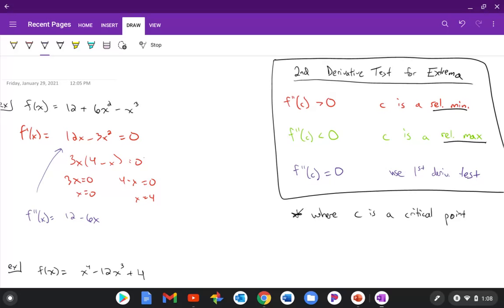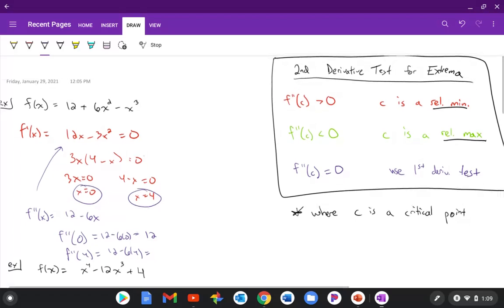What we are going to do is plug the critical numbers into our second derivative. So we're going to do f double prime of 0. When we do that, we get 12 minus 6 times 0, so that's a positive 12. Then f double prime of 4, we get 12 minus 6 times 4, and that gives us a negative 12.